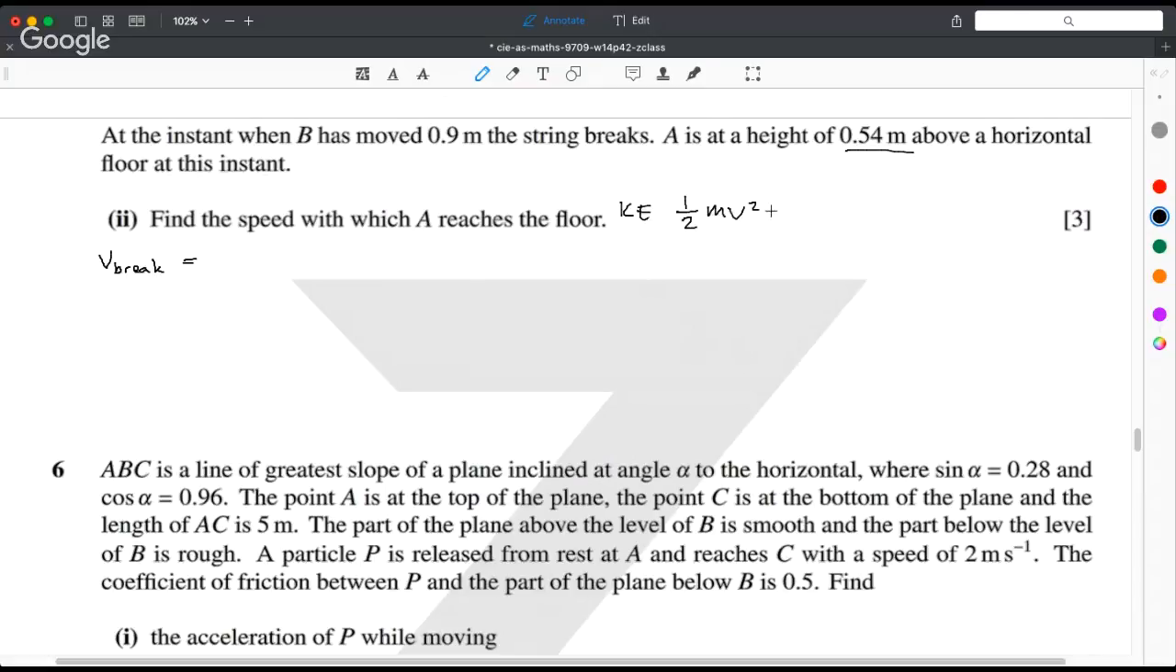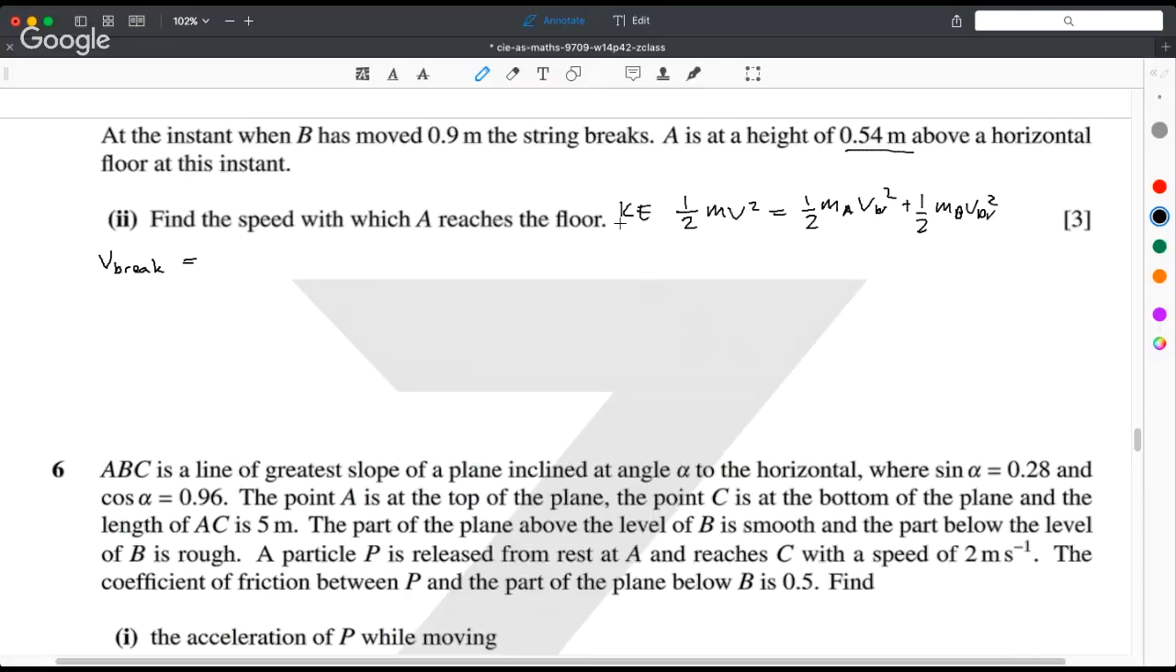So this is going to be equal to 1/2 m_a v_break squared plus 1/2 m_b v_break squared. And I can only say this is true because they're going to be moving at the same velocity, because the string is kind of stiff between them before the string breaks. So they're moving as a unit, and so the velocities are going to be the same.